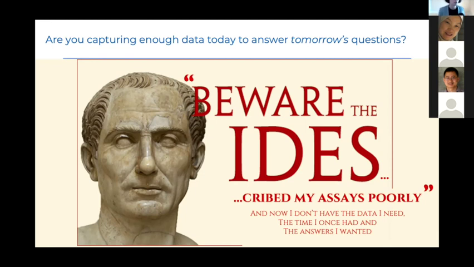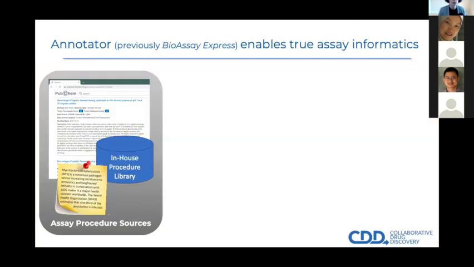We get so much information now, whether it's from ELNs or SOPs in the house, or even detection instruments, that we just need a really good way to capture it. But more importantly, we need a way to capture it that's easy for the end user, or else it won't happen. So we feel like with one of the products that we created, Annotator, we've cracked that code. And Annotator used to be known as BioAssay Express. We're going through a bit of rebranding at the moment, so you may hear it called a few different things.